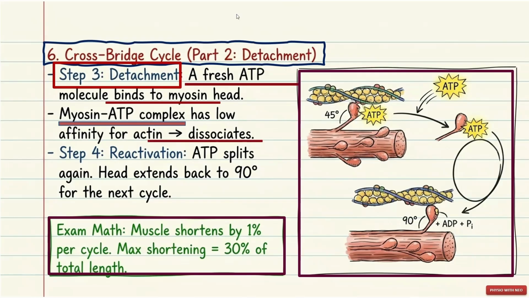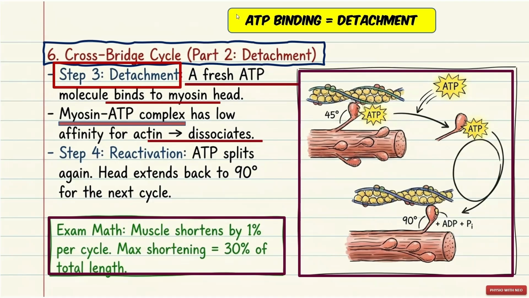This is an extremely high yield point. So remember, ATP binding leads to detachment, not ATP hydrolysis. ATP binding causes the myosin head to detach from the actin. After this ATP binding, the next stage is reactivation. Here the ATP splits again, and when the ATP is hydrolyzed, it re-energizes the myosin head, preparing it for the next cycle. That is, the head extends back to 90 degrees for the next cycle.